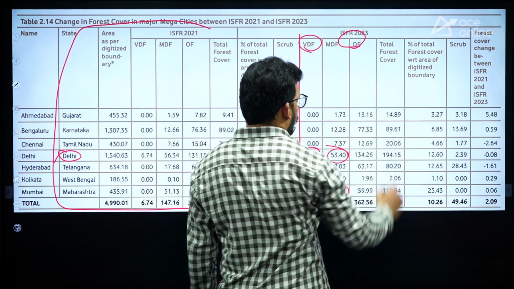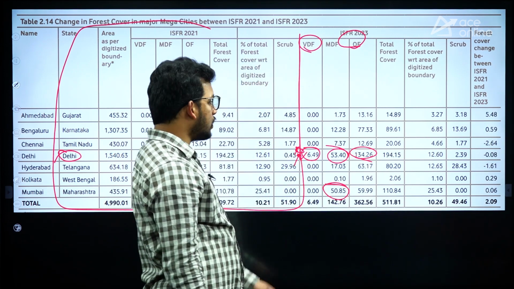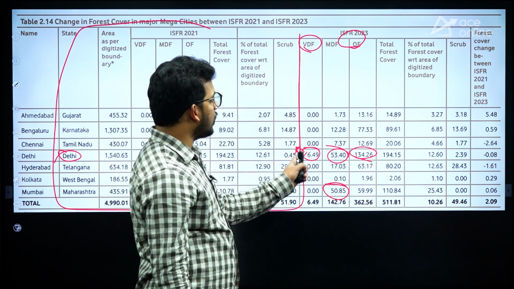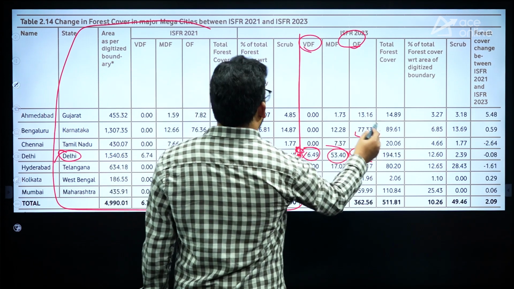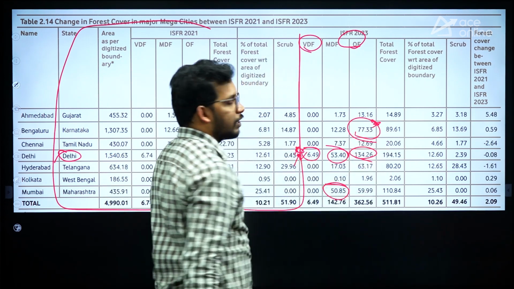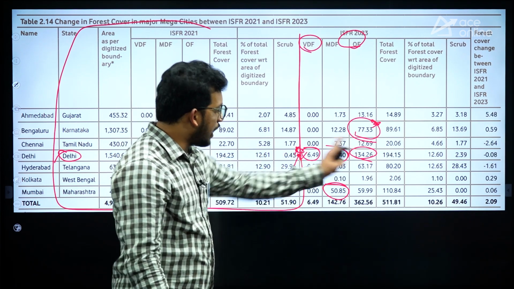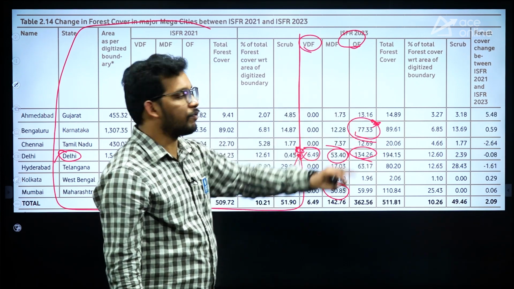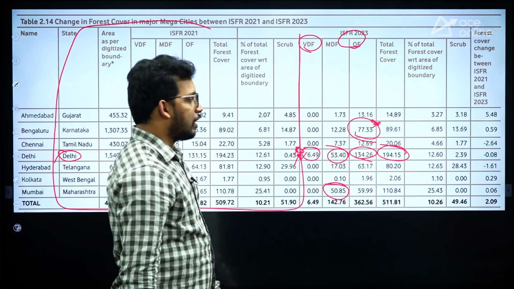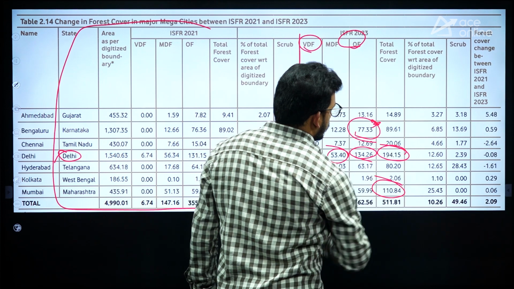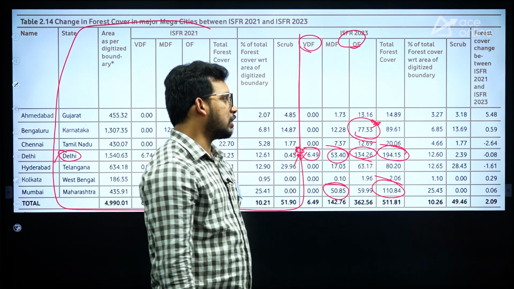Then we have open forest. Open forest is also highest in Delhi. Delhi is top in all three: very dense forest, moderately dense forest, and open forest as well. Then we have Bengaluru second, right? Bengaluru is second with open forest. And in terms of total forest, if we add all these, very dense, moderately dense, and open forest, the highest is again Delhi, followed by Mumbai. So these two are the top cities in terms of total forest cover.